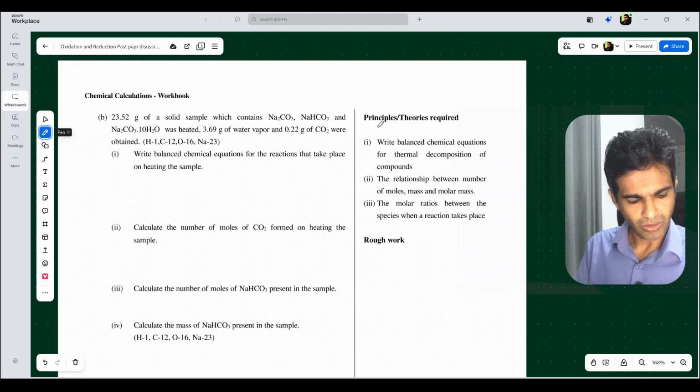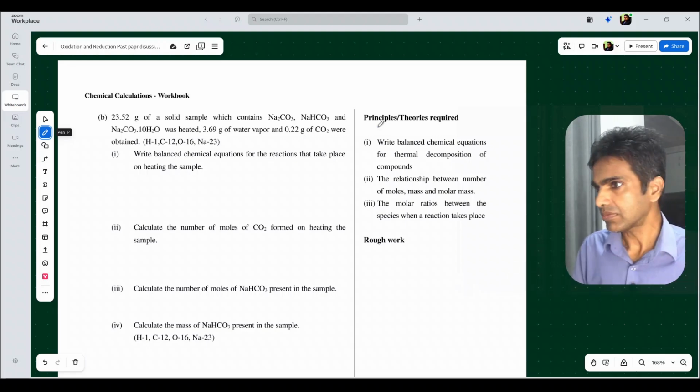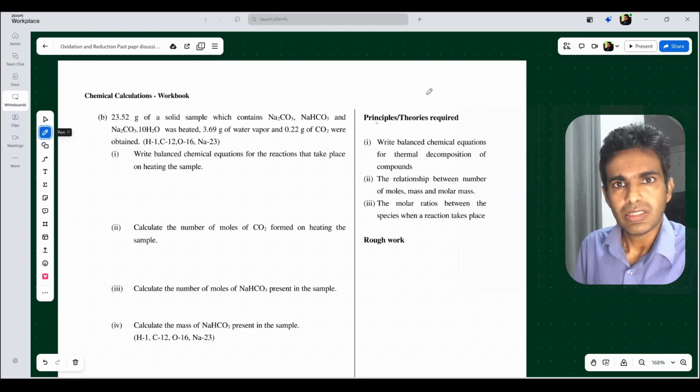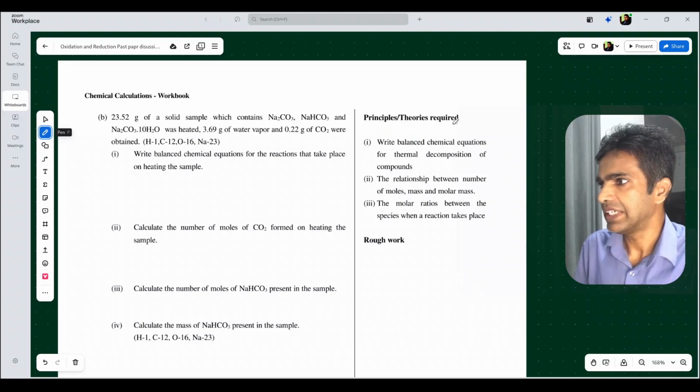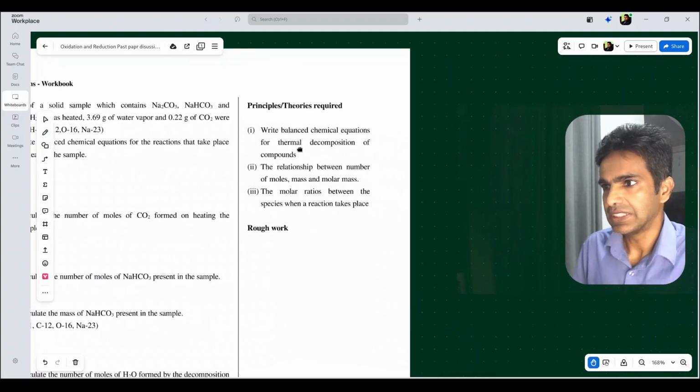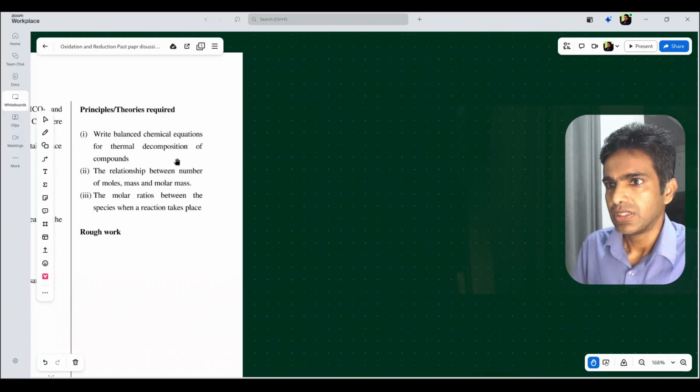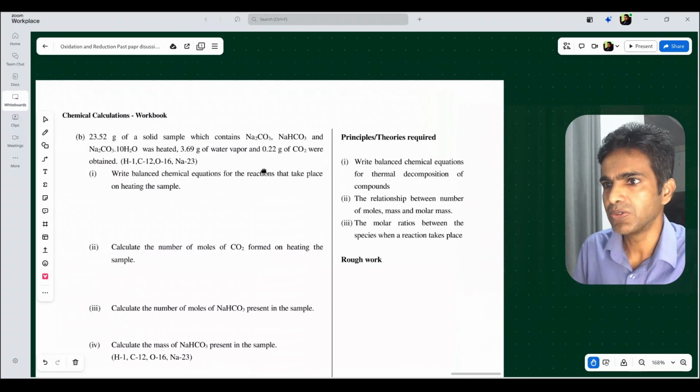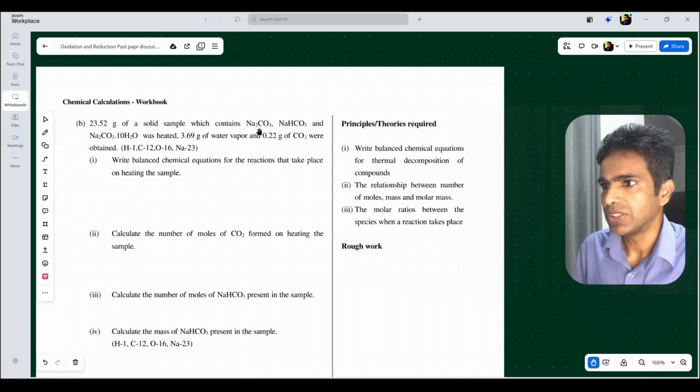This question is on page 14. On the right hand side, it has clearly mentioned the principles and theories required to write the answer to this question. So first, let's consider them. First one is write balanced chemical equations for thermal decomposition of compounds. So what are the compounds? The compounds are sodium carbonate, sodium bicarbonate and hydrate of sodium carbonate.